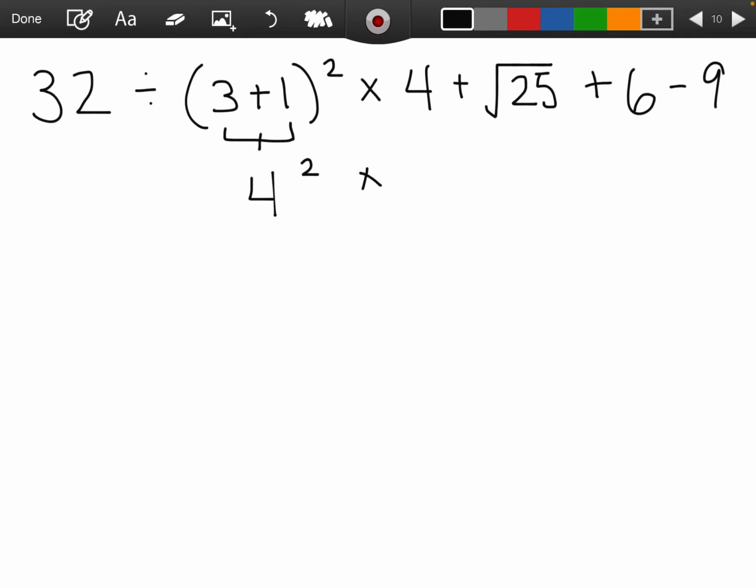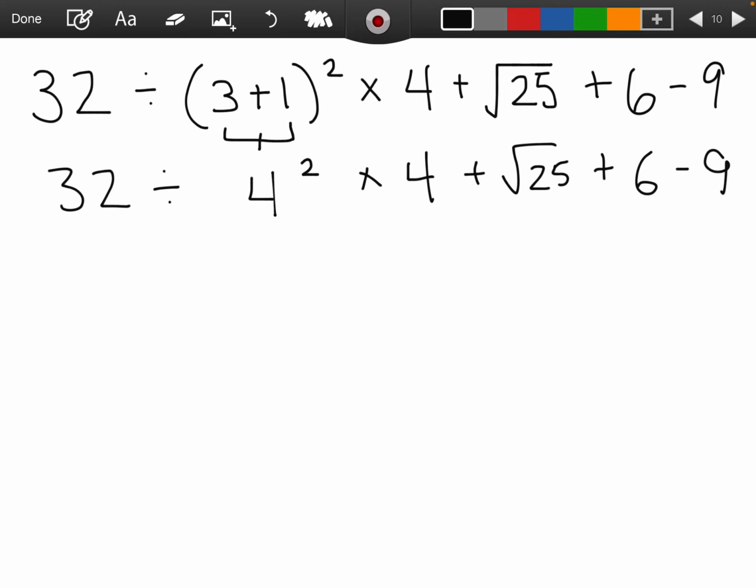Okay. And now I'm going to bring down the rest of the numbers. Okay, so we have 32 divided by 4 squared times 4 plus square root of 25 plus 6 minus 9. We have no more parentheses or brackets, so we move on to exponents and roots. So we do have a number with an exponent and we do have a square root. So just for the sake of the rule from left to right, let's do the exponent first.